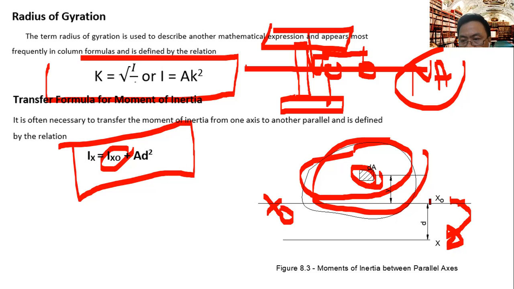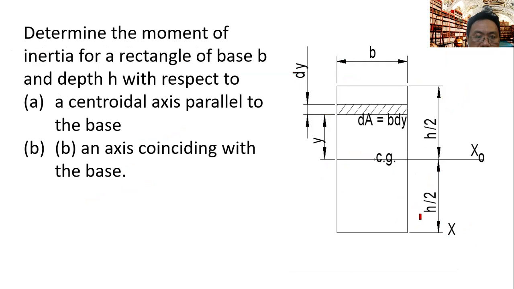So you need the distance from the centroid, or Xo, of this big body to the new axis, possibly a neutral axis. That distance is referred to as d. So you have Ixo, which is the moment of inertia at the centroid of that body, plus the area of this body times the distance d squared, from the centroid of that body to the neutral axis of the whole built-up section.